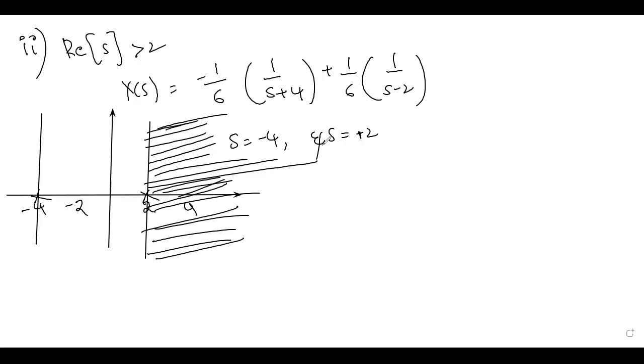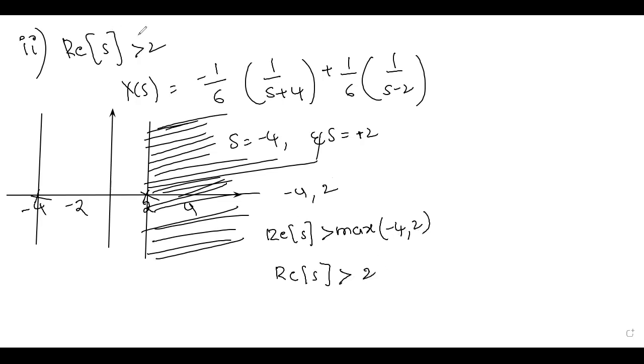Okay. So what is the maximum of poles here? Minus 4 comma plus 2. So here real part of S is greater than maximum of minus 4 comma 2. That means real part of S is greater than 2. Maximum number in between, greater than 2. That is the ROC given.